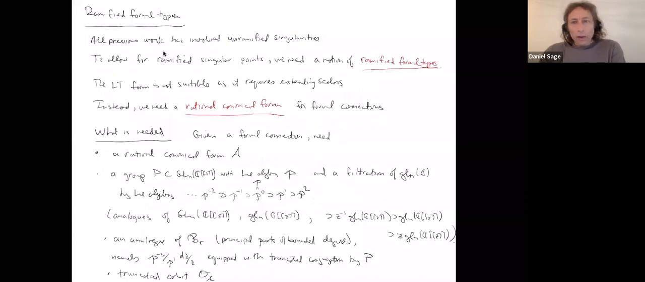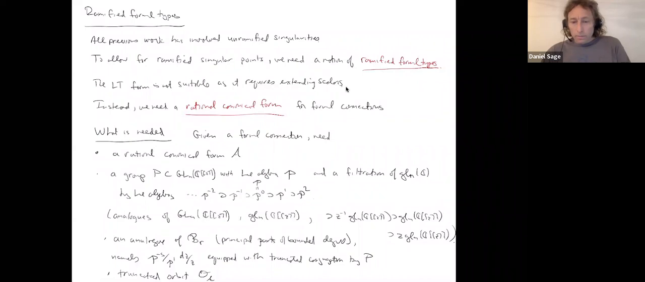All right. So now I want to talk about ramified formal types. And so I said at the beginning, I'm trying to give an overview of some things. And because I'm giving an overview, I won't have time to really explain a lot of this stuff in detail. It's sort of a separate talk, but I'll try and explain at least what we need, and then assert that I know how to do this. So to allow for ramified singular points, we need a notion of ramified formal types.